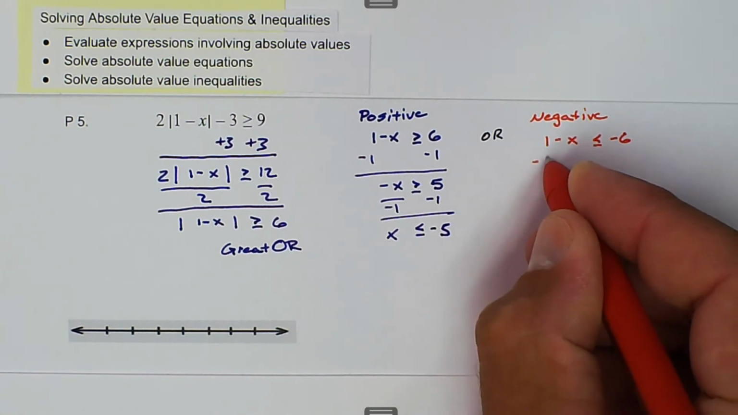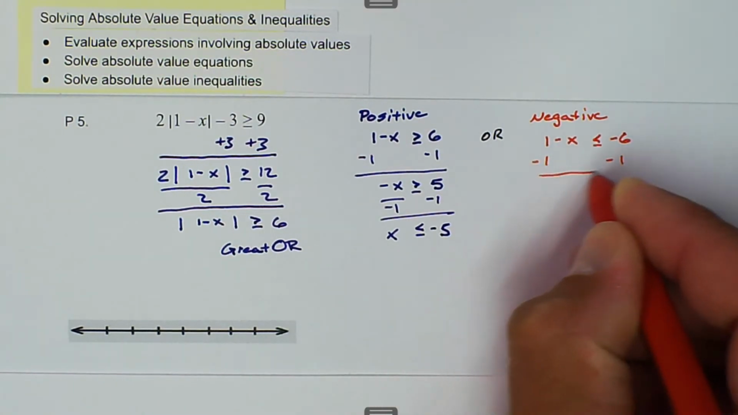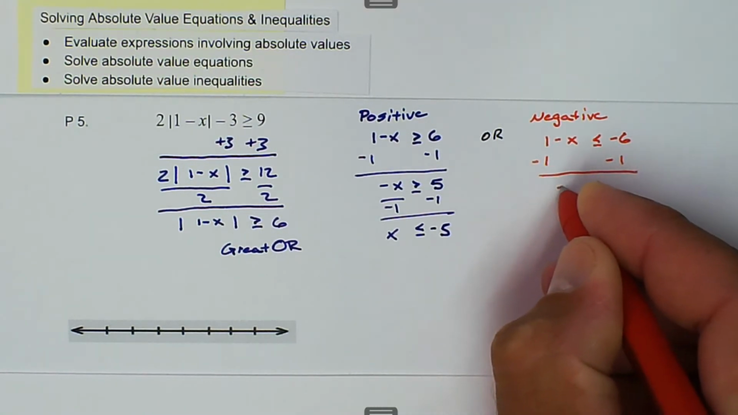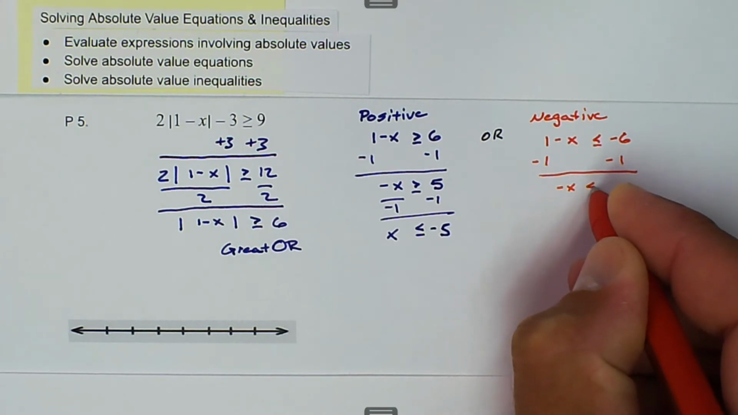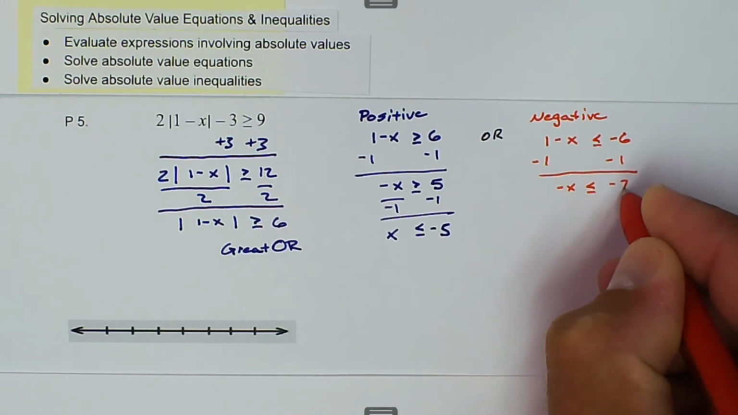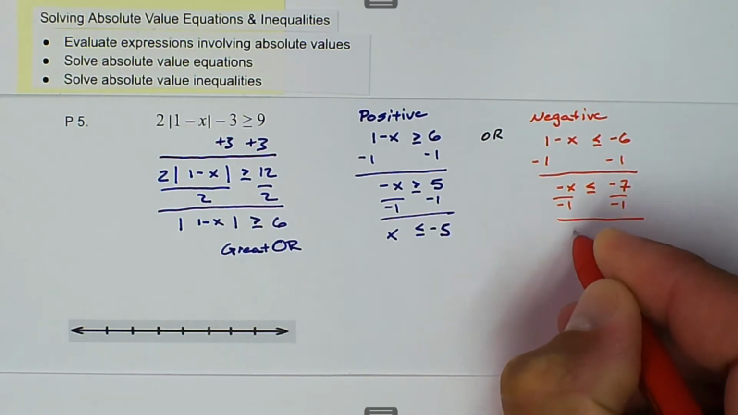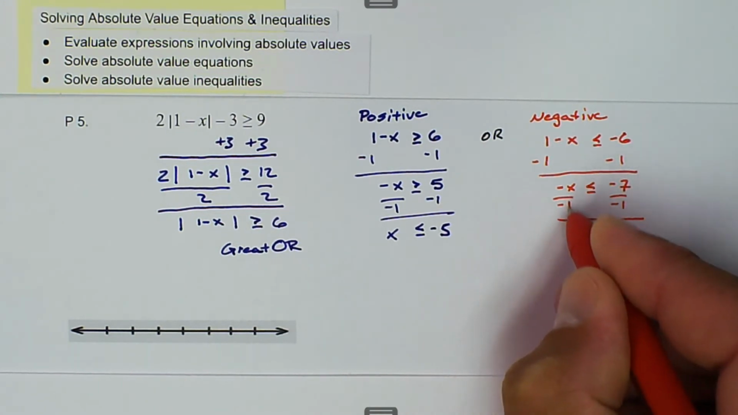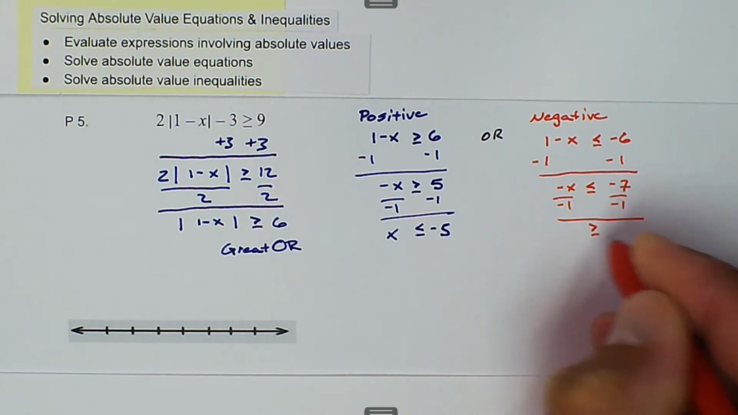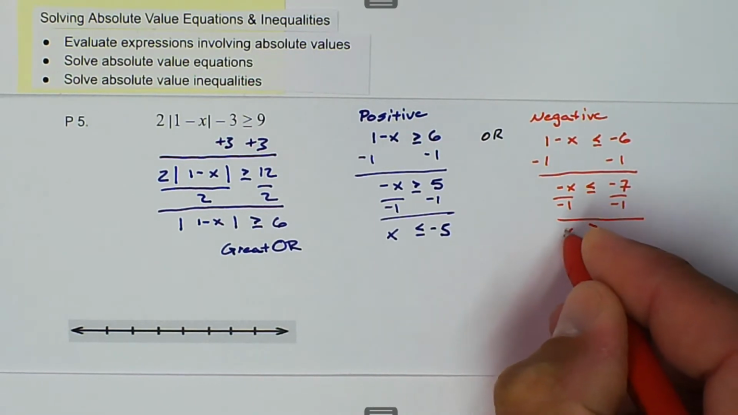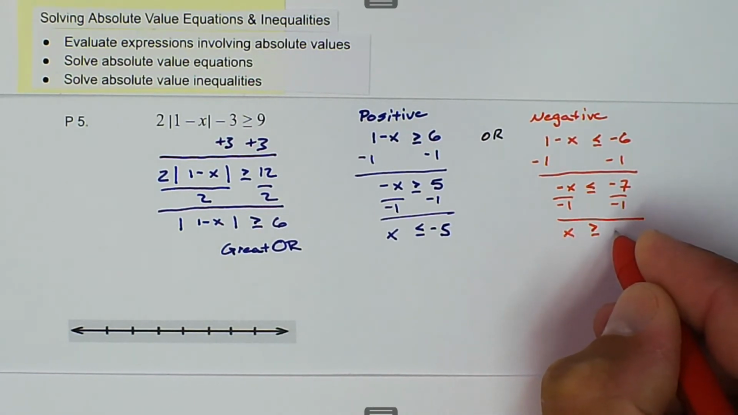Here we subtract 1. We get negative x is less than or equal to negative 7. Divide by negative 1. And then, because we divided by negative 1, we change the direction of the inequality sign. And we get x is greater than or equal to 7.